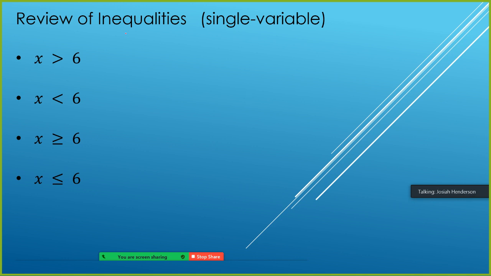This is single variable. So last time we did inequalities in Unit 1 or 2, it looked like this. So the first one we have is x greater than 6. Greater than 6. And then the second one is x is less than 6.